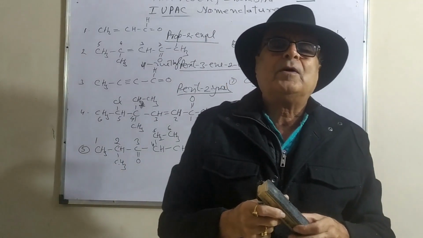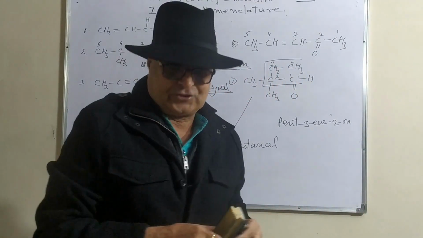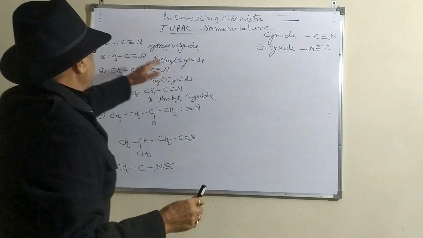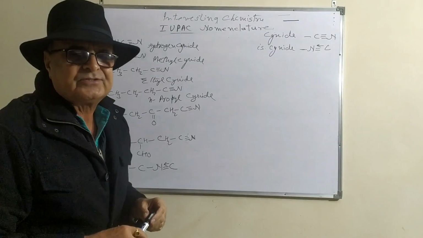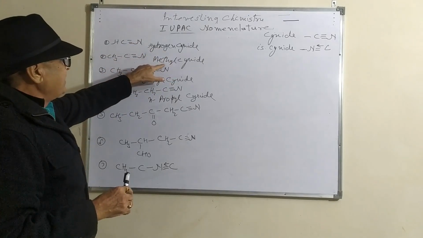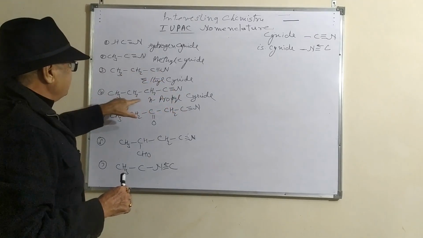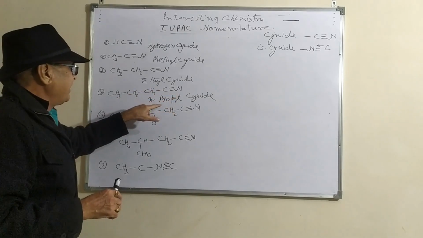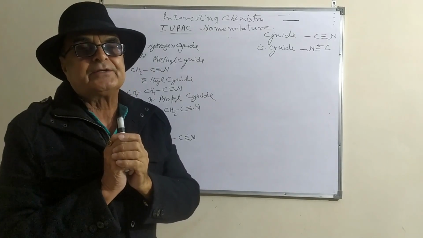Now I will tell you about the nomenclature of cyanides. So here is the list of various cyanide compounds. Suppose here HCN, hydrogen cyanide or hydrocyanic acid. CH3CN, methyl cyanide. CH3CH2CN, ethyl cyanide. And CH3CH2CH2CN, n-propyl cyanide. These are the old names of these cyanides.